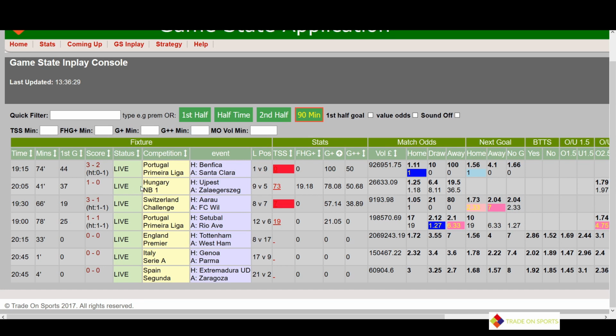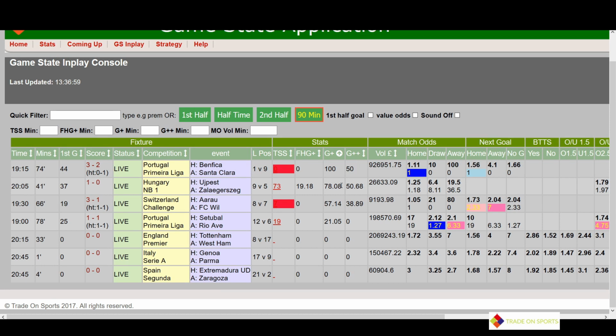But here's a better example. If we go down to Hungary, and it's Újpest versus Zalaegerszeg. It's coming up to half time, as we've seen, 1-0. And Gamestate is telling us from this point in the match at 41 minutes that there is a 78.08% chance of another goal. Likewise for goal plus plus, which would be 2 goals, it's offering us a 50.68% chance.